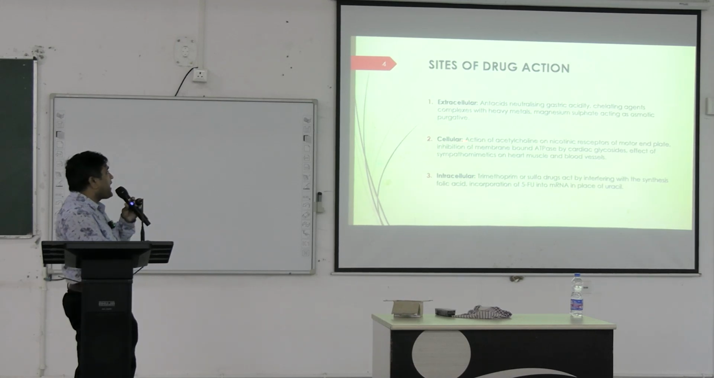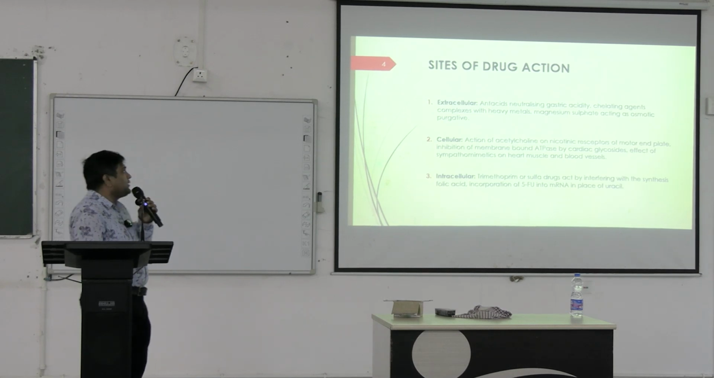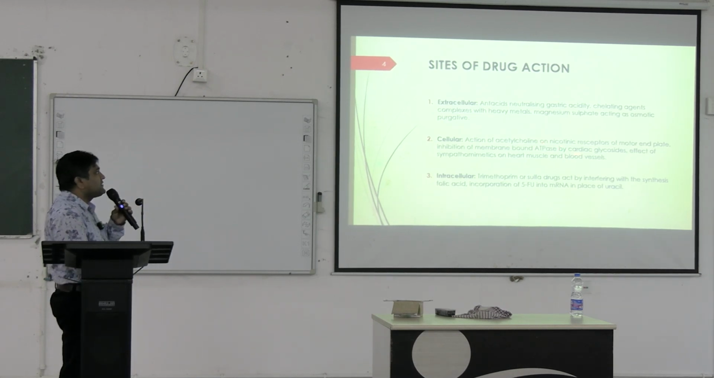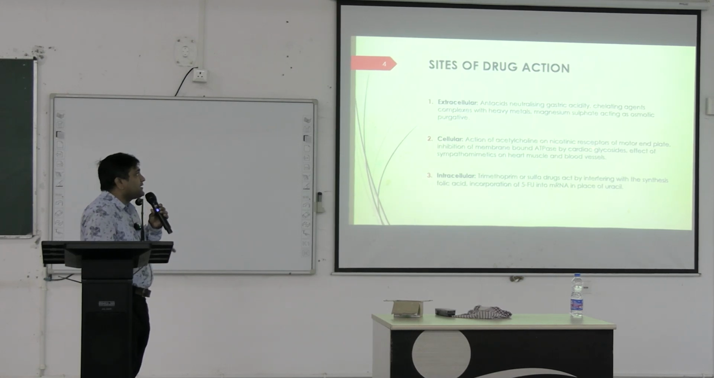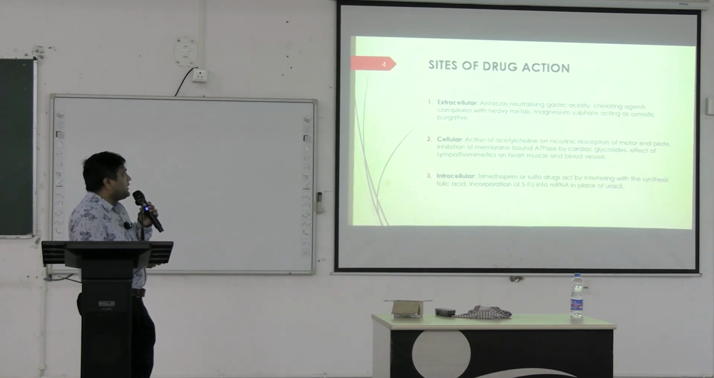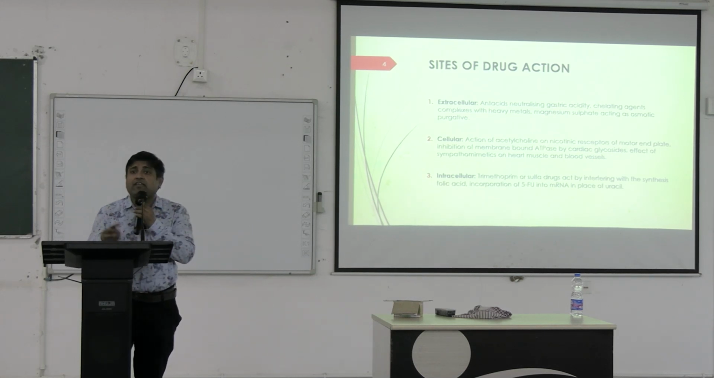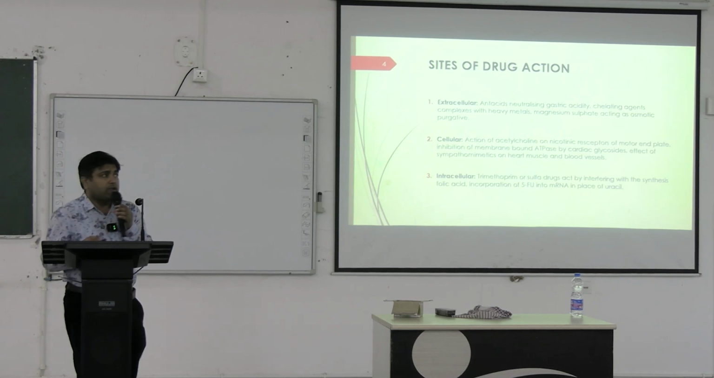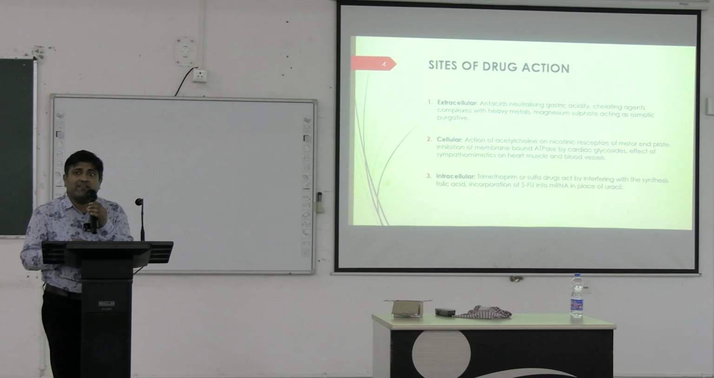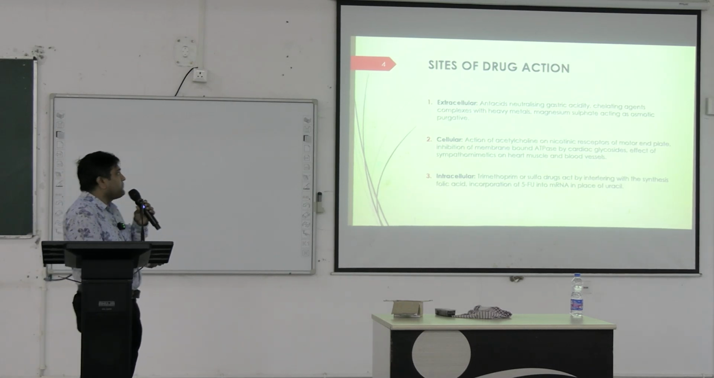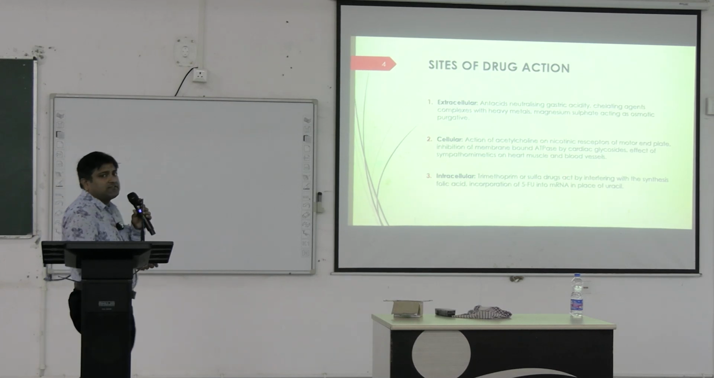Next, a drug can act at the cellular level, like acetylcholine. Acetylcholine acts on muscarinic and nicotinic receptors, for example the action of acetylcholine on the nicotinic receptor at the motor end plate. Then cardiac glycosides, which are drugs that increase the contractility of the heart, act on the membrane-bound ATPase enzyme, sodium potassium ATPase. Another example is the effect of sympathomimetics on the heart muscle and the blood vessels.